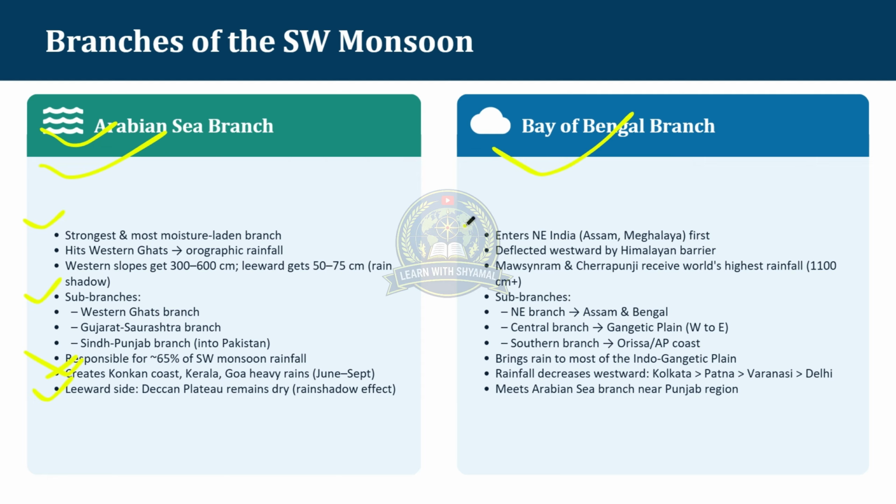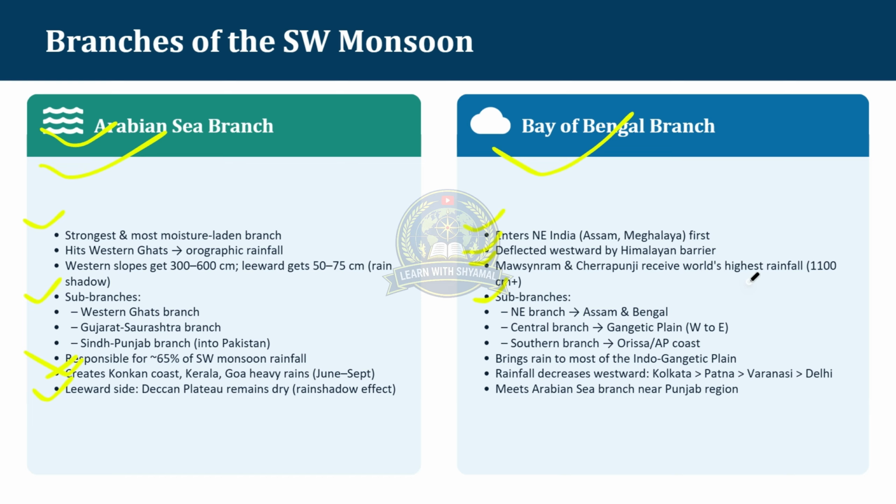Bay of Bengal branch enters northeast India, Assam and Meghalaya first, deflected westward by the Himalayan barrier. Mawsynram and Cherrapunji receive the world's highest rainfall, 1,100 cm or more. Sub-branches: northeast branch, Assam and Bengal; central branch, Gangetic plain, west to east; southern branch, Orissa and Andhra Pradesh coast.